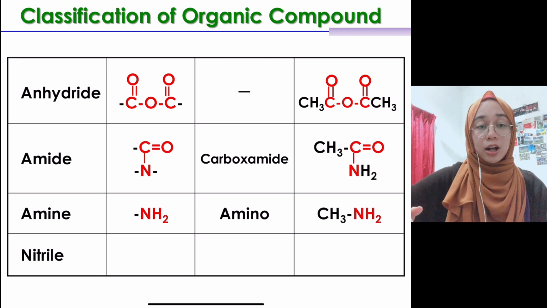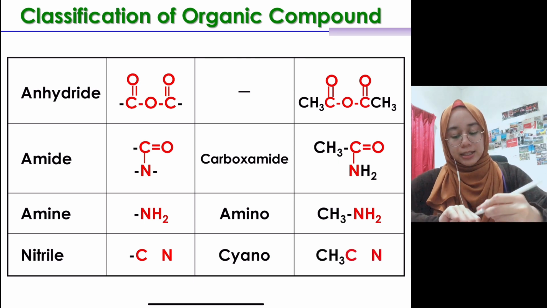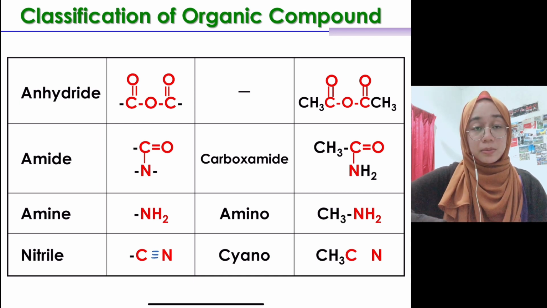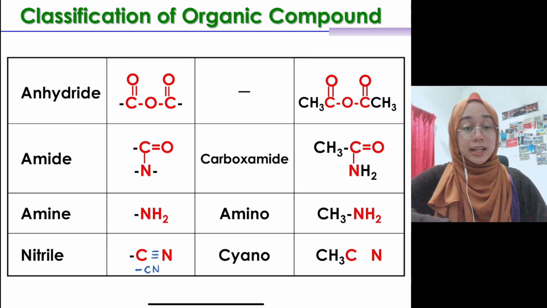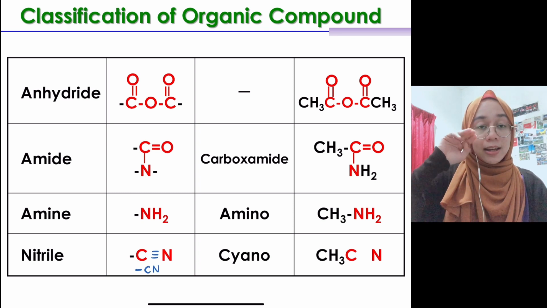Nitrile pula, kalau kamu nampak ada C triple bond N. Kat sini dia ada triple bond sebenarnya. Kadang-kadang kamu just akan nampak CN je. Dia abaikan the triple bond. Condensed structure untuk C triple bond N adalah CN.